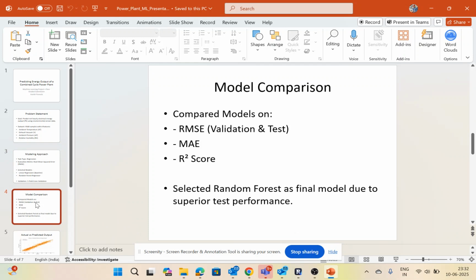These results make sense intuitively. Linear regression is limited to modeling straight line relationships, while random forest can capture more complex interactions between features, like how temperature and humidity might jointly affect output.